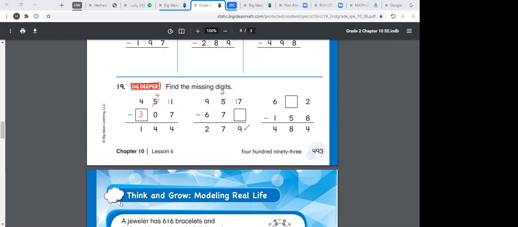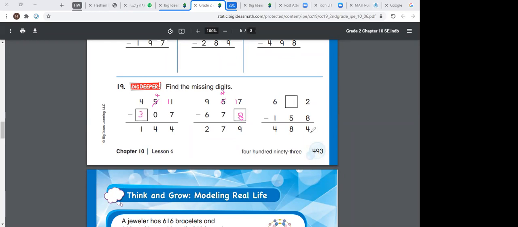You can start at 9 and count to 17. After 9: 10, 11, 12, 13, 14, 15, 16, 17. It's 8 fingers. So let's write here 8. 17 minus 8 equals 9. So the missing digit here is 8. Okay, now let's answer the next one.